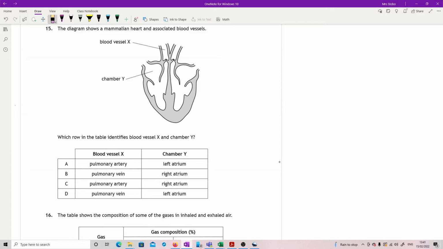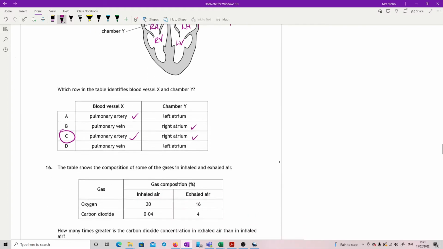So chamber Y is your right atrium, going down to your right ventricle, coming up through your pulmonary artery. So by this point you've got the mark, but just to be clear what's going on with the rest of it, it comes back in the pulmonary vein, and then we've got our left atrium, our left ventricle, and then we're going up and out. This one is the aorta, and finally comes back in this side in the vena cava. Okay, so chamber Y is our right atrium, and our blood vessel that we're coming out is the pulmonary artery. C.